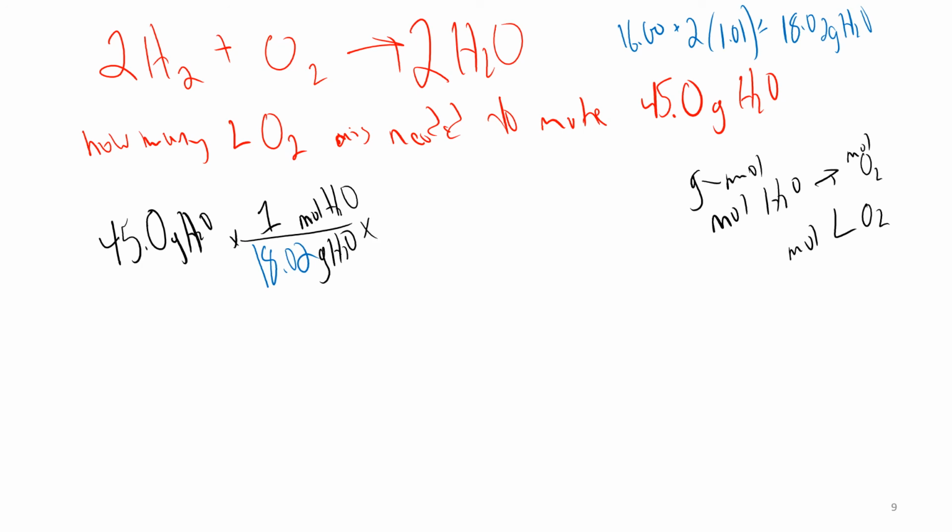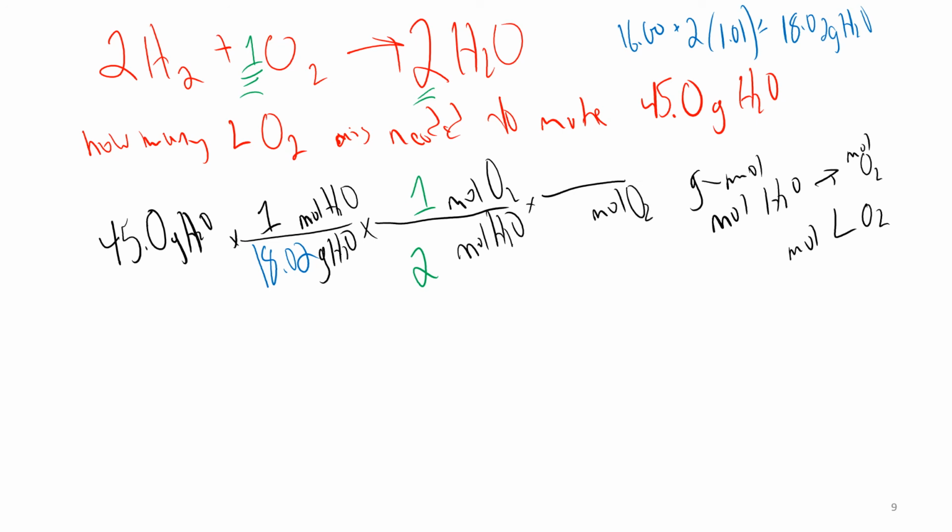So now that I've gotten to moles of water, I want to get rid of my moles of water, and I need to find my moles of oxygen. This is where my coefficients come into play. So what's my coefficient in front of the oxygen? Well, there's not a number, so it's that invisible 1. My coefficient in front of the water is 2. And last but not least, I'm trying to get liters of oxygen. So I need to get rid of moles of oxygen, and I need to go to liters of oxygen.